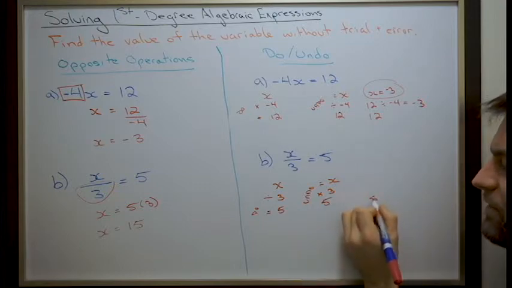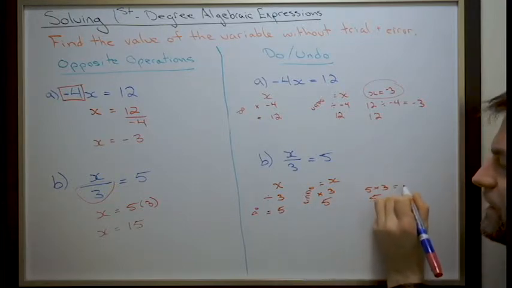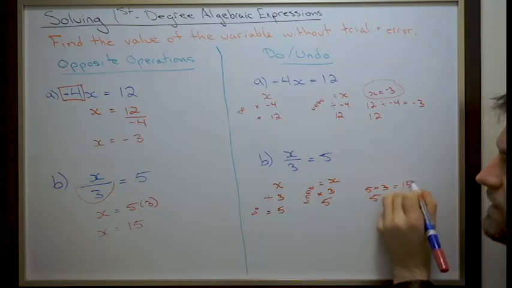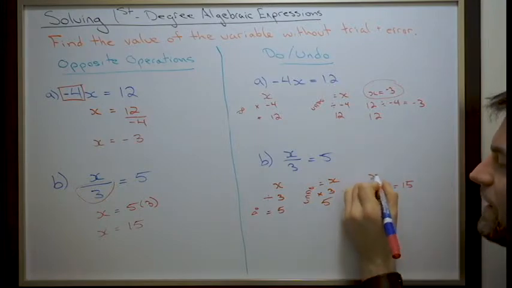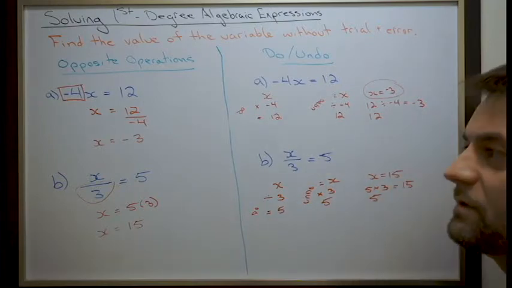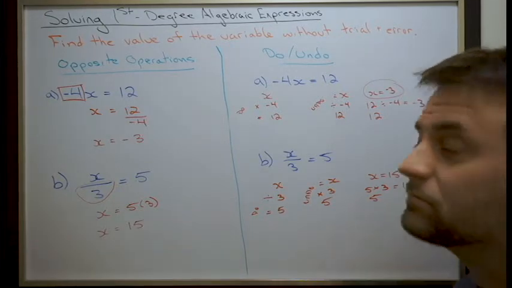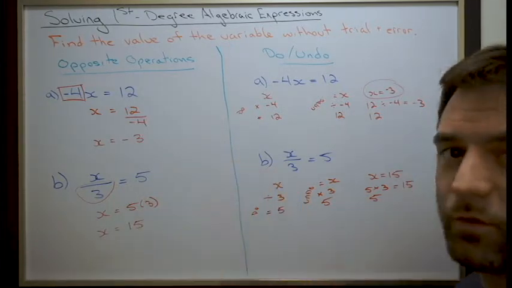So start with 5. 5 times 3 in the next line here is our 15. And then our x is thus equal to 15. So again, you decide which method you like the most and use whichever one makes more sense.